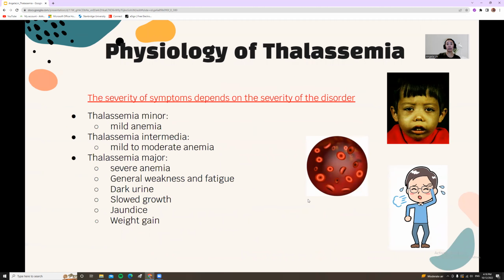The severity of symptoms depend on the severity of the disorder. Thalassemia minor is usually asymptomatic or have very mild anemia. Thalassemia intermedia can have mild to moderate anemia, while thalassemia major is the version with the most severe symptom that can appear within the first 2 years of life. And symptoms can include severe anemia, general weakness and fatigue, dark urine, slow growth, jaundice, as well as weight gain due to hypothyroidism.